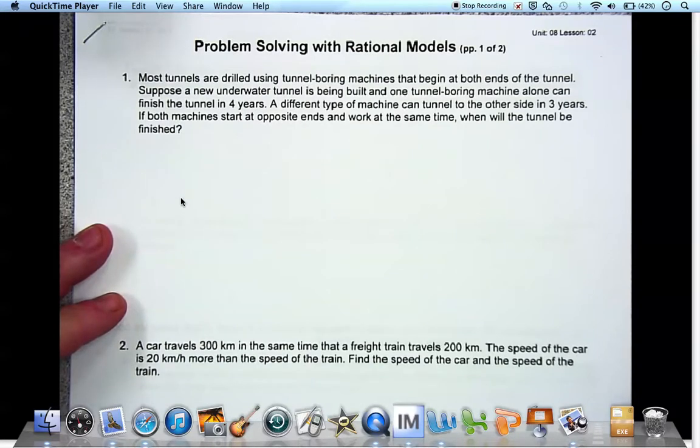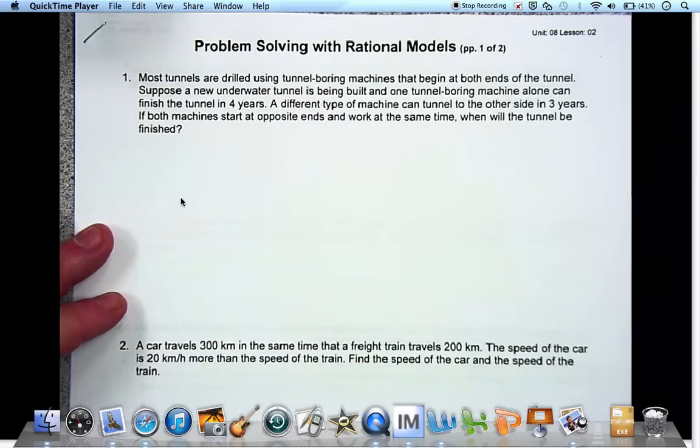Most tunnels are drilled using tunnel boring machines that begin at both ends of the tunnel. Suppose a new underwater tunnel is being built, and one tunnel boring machine alone can finish the tunnel in 4 years. A different type of machine can tunnel to the other side in 3 years. If both machines start at opposite ends and work at the same time, when will the tunnel be finished?